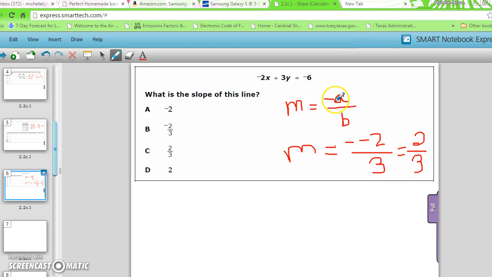Just remember it's negative a over b, and if a or b are negative, you also have to put that in to your equation. Just use that fraction key and it'll simplify it for you, and you don't have to worry about even your negatives. You can also solve and put this in y equals mx plus b. So whatever you like better.